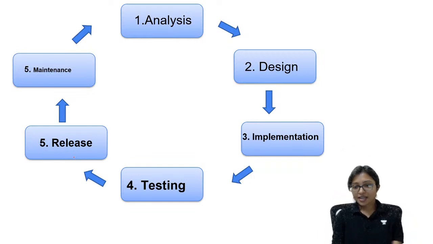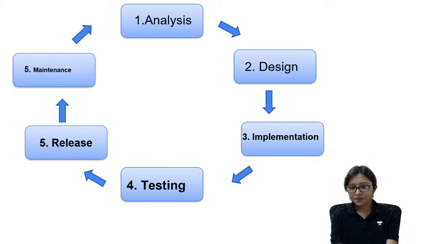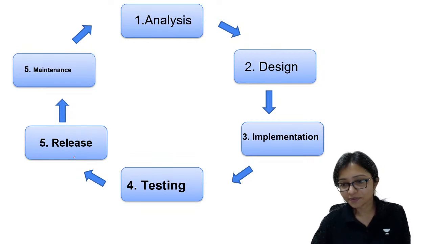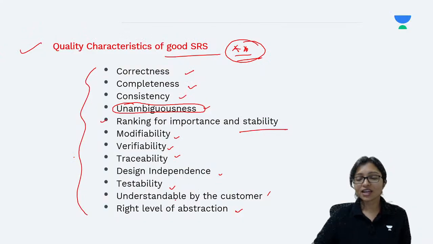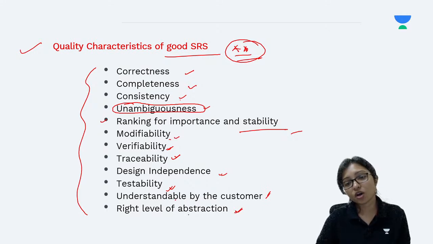Chandrika, correctness, complete, consistent, unambiguous, modifiable, verifiable, stability, traceable, understandable. Good, very good, all of you, very good. I can see everyone is writing. Great. So here whatever you missed, you can check here: correctness, completeness, consistency, unambiguous, ranking, modifiability, verifiability, traceability, design independence, testability, understandable by the customer, and right level of abstraction.